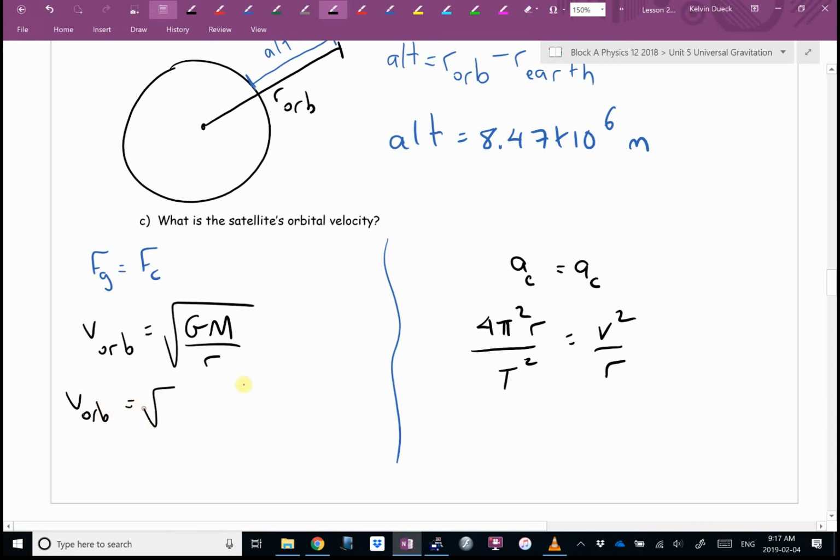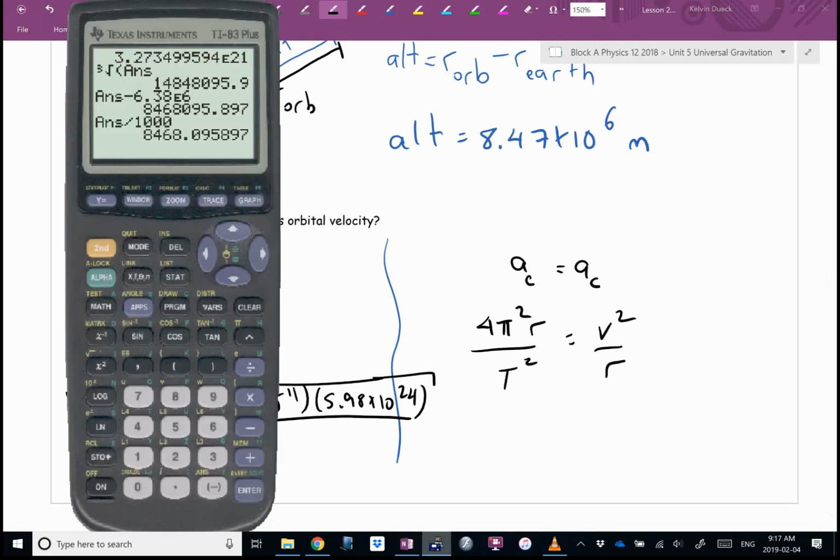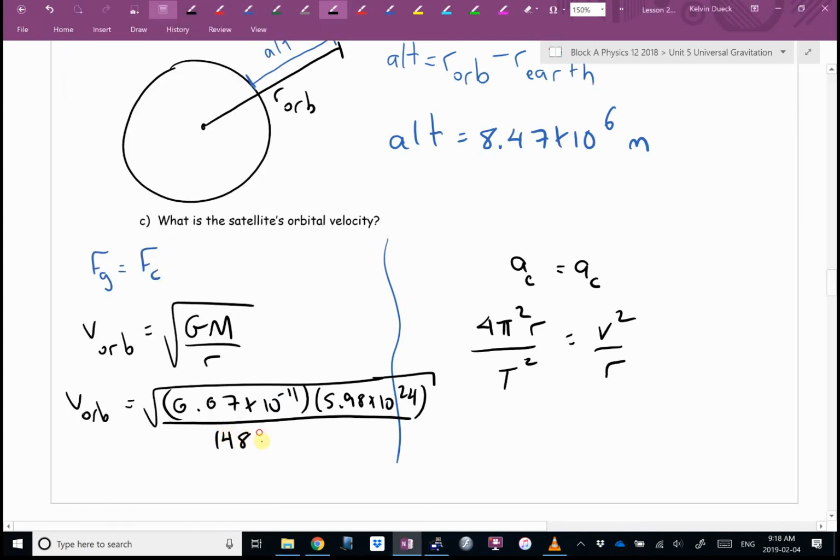It's going to be the square root of 6.67 times 10 to the negative 11, 5.98 times 10 to the 24th, all over, I could use 1.48 times 10 to the 7th. I'm going to use as much of this as I can since I happen to have it on my screen. I'm going to use 1.4848096. I'd like to carry extra sig figs, and that way I haven't introduced a lot of error.